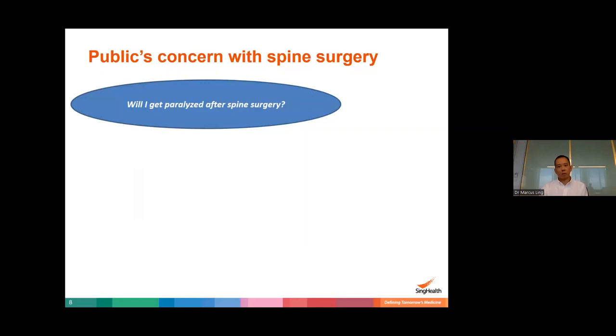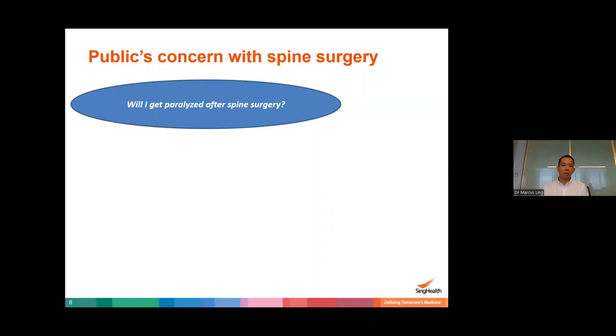The first factor would be the severity of your condition. So if you have got very severe spinal cord compression and you're going for surgery, naturally the risk of paralysis will be higher simply because your spinal cord is already injured and diseased to begin with. Therefore, the threshold for paralysis would be significantly lower as compared to somebody with a milder form of spinal cord compression.